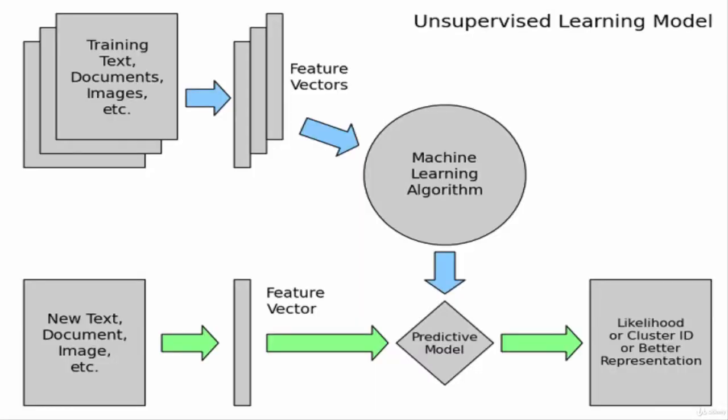You can see here, before the predictive model, we have a machine learning algorithm. So basically we will use machine learning models. First, here is information. You can see training text, document images, etc. It goes through a feature vector and then the machine learning algorithm, then to the predictive model, and finally likelihood or cluster ID or a better representation of the result. With that, there is one more input, that is from the feature vector directly to the predictive model. So with these two different inputs, we get the unsupervised learning model output.